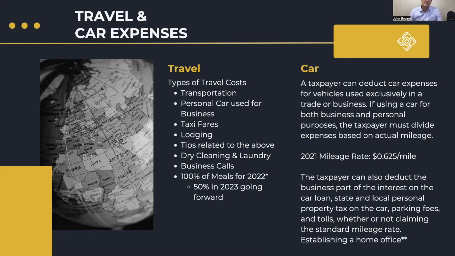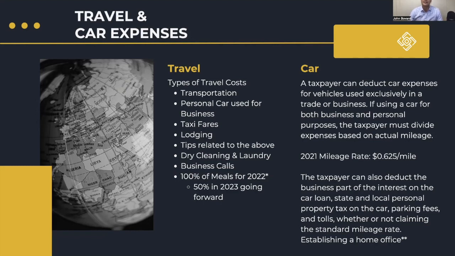And then, as you can see, as of 2022, they actually upped the mileage rate to about 62.5 cents per mile that you could deduct as a business expense. Other things that you can deduct for that car: if you have a car loan that's in business use, you can deduct the interest from that car loan. Also, any sort of parking fees, tolls, those types of things can all be deducted as a business expense. So keep that in mind.